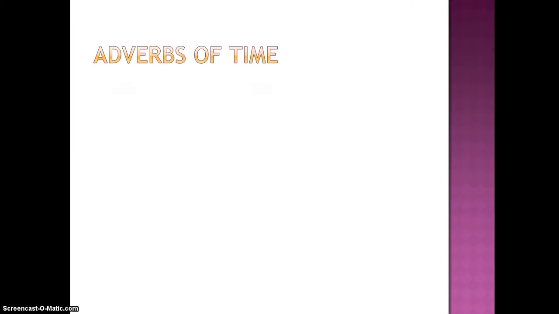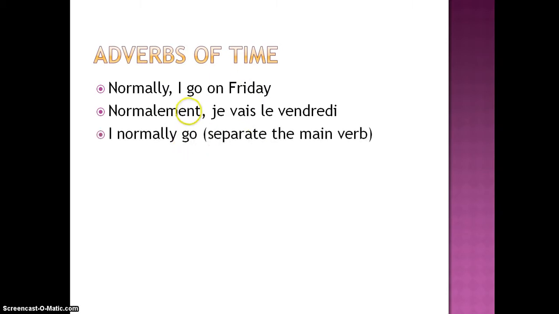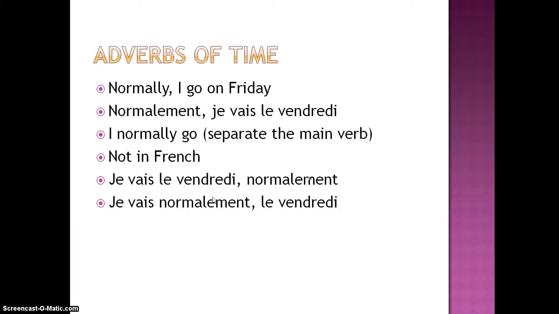Okay, adverbs of time, so things like normally, usually, sometimes. French, it goes basically in the same place as it would in English. Normally I go on Friday. Normalement, je vais le vendredi. But where in English we can separate the verb here, I normally go, in French you can't do that. But you could put it in other places. So you could say je vais le vendredi normalement, or je vais normalement le vendredi. We could put it in both of those places.